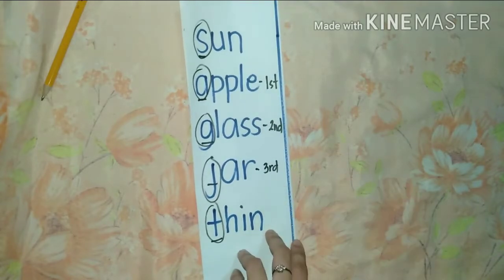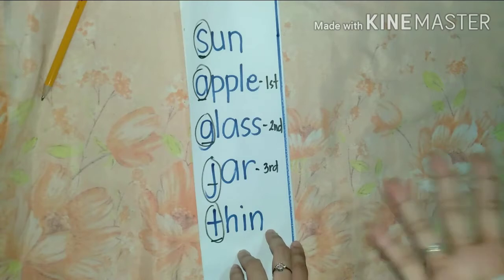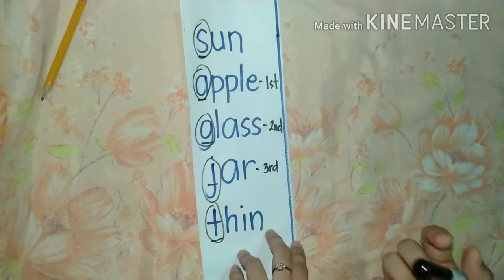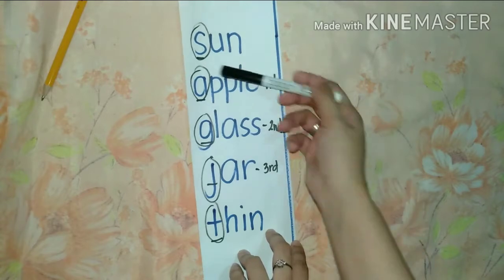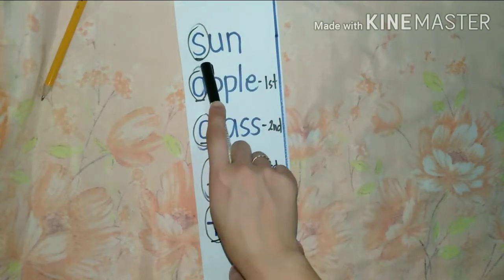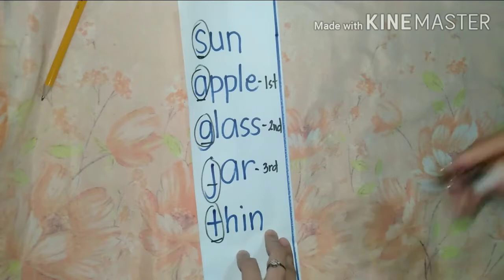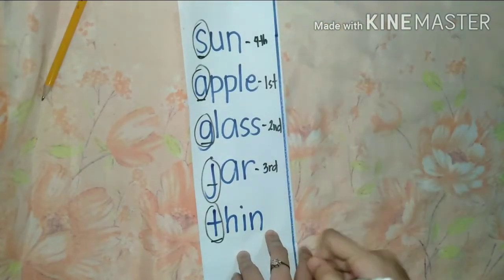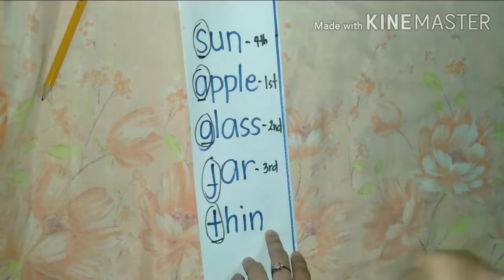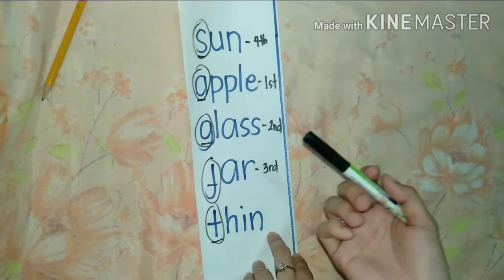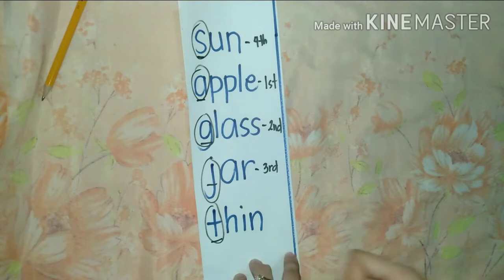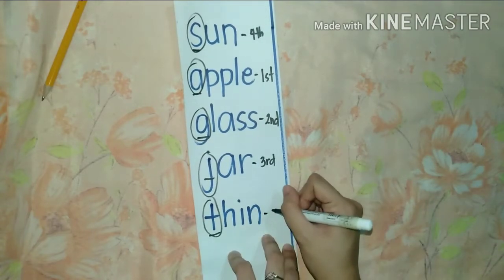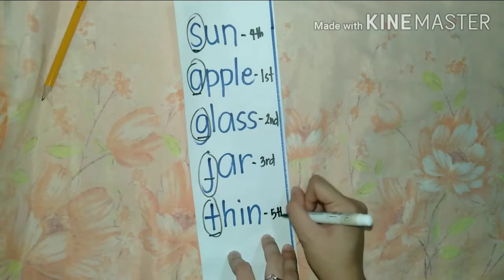Next to J, K, L, M, N, O, P, Q, R, S. Okay, there is a word that starts with letter S. So let's put this into fourth order. Next, S, T. Okay, there is another word that starts with letter T. Let's put it on the fifth place.